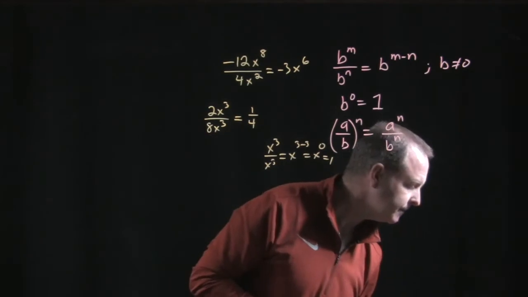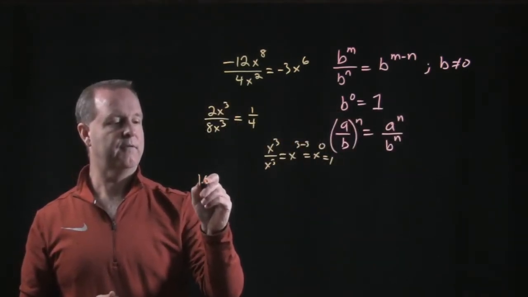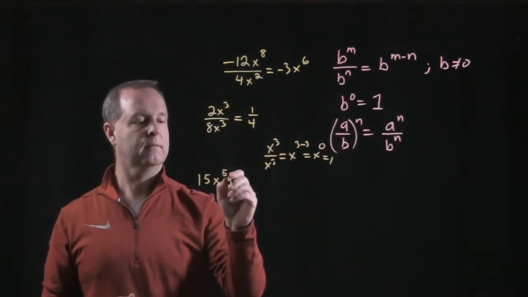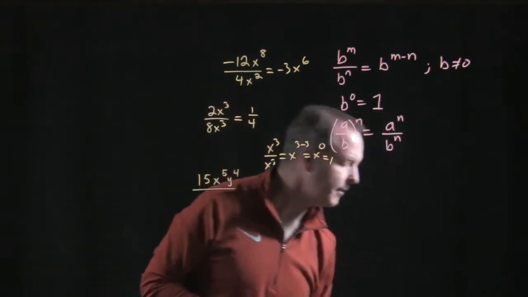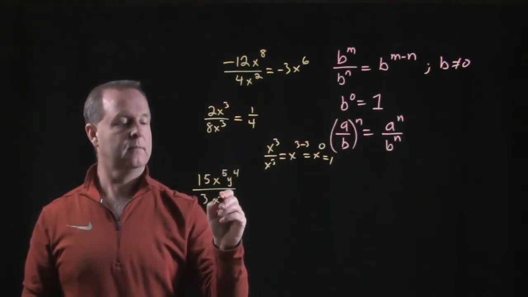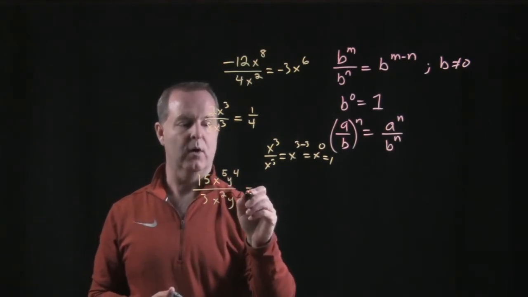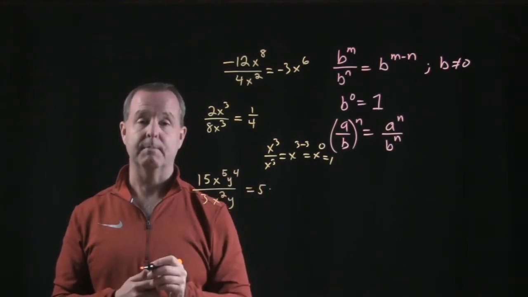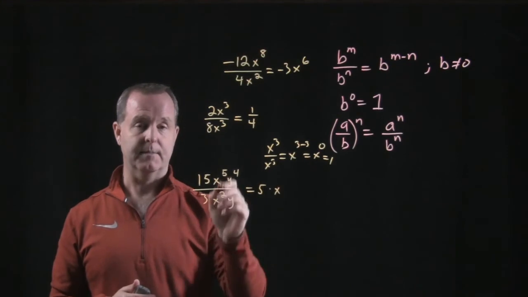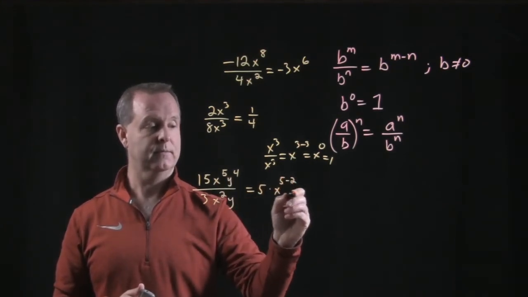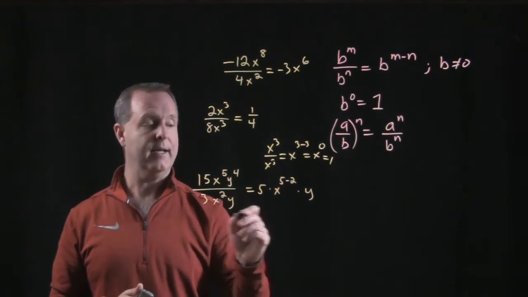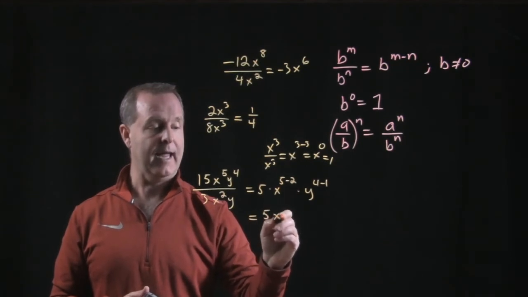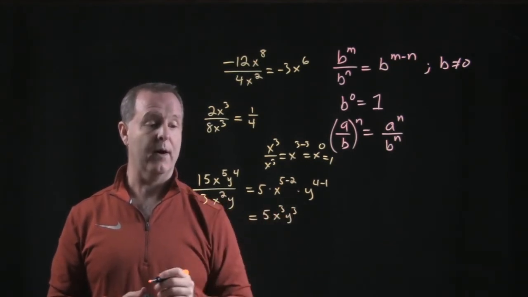Then lastly, this one's got a lot of stuff. So 15x to the 5th y to the 4th divided by 3x squared y. I'm going to write this one all the way out. So 15 divided by 3, coefficients, that's a 5. Times my next variable, which is an x. Subtract the exponent, so that's a 5 take away a 2. And then my next variable, which is a y, that's a 4 take away a 1. Clean that up: 5x cubed y cubed as well.